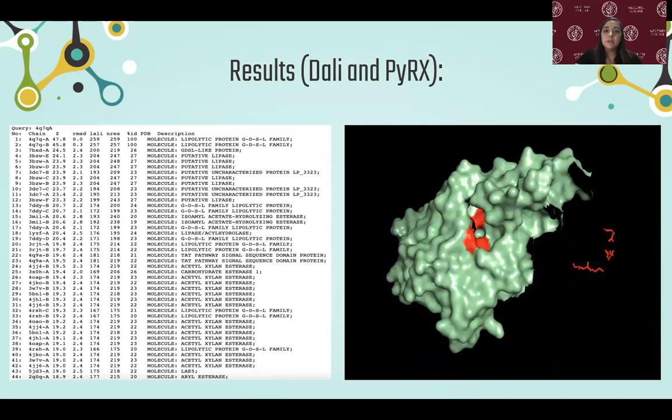These were the results from Dali and PyRx. So Dali gives us both an RMSD score and a percent identity score. And based off of these two numbers, I determined the top 4 structural alignments for 4Q7Q. 3 of the top 4 structural alignments were acetylxylan esterases, and you can see that makes up a lot of the results in just the top 44 matches.